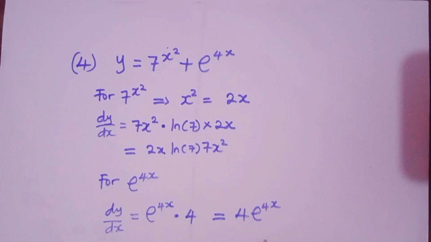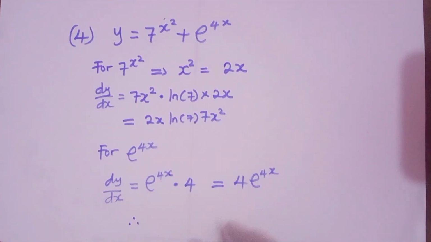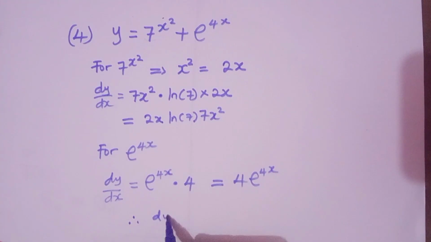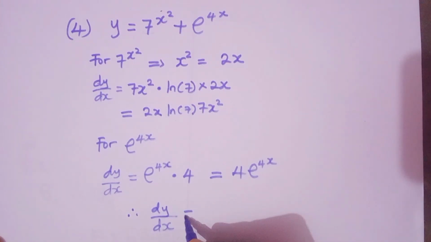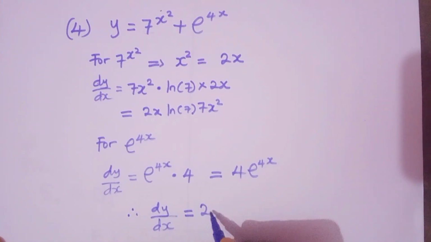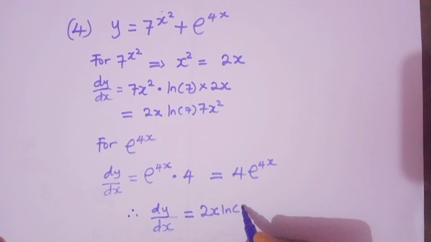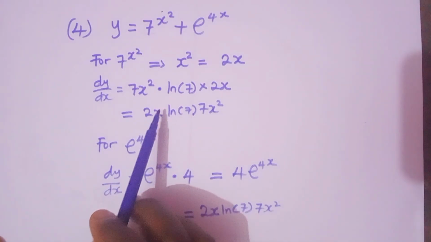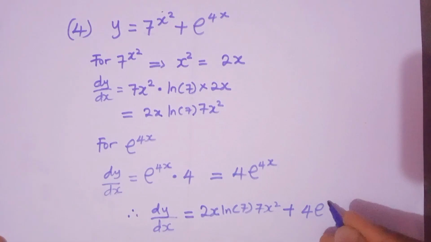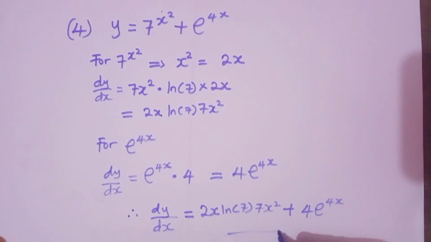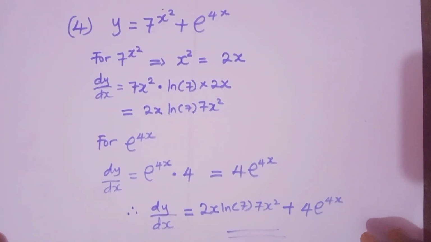Therefore dy/dx is equal to 2x ln 7 times 7 raised to the power x squared, that is this one, plus this 4e raised to the power 4x, and that is our answer.